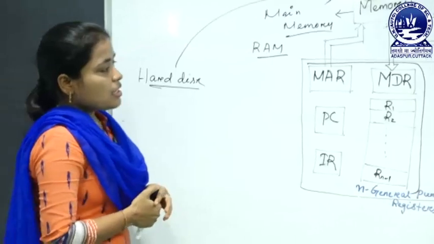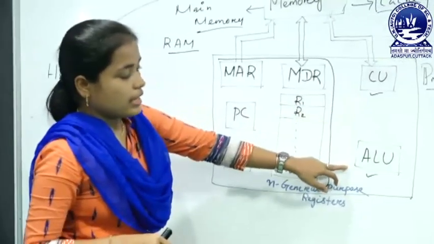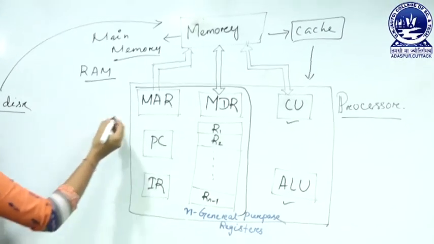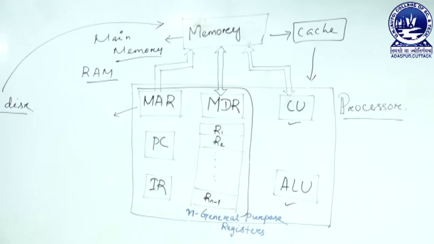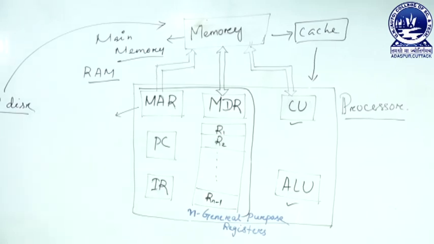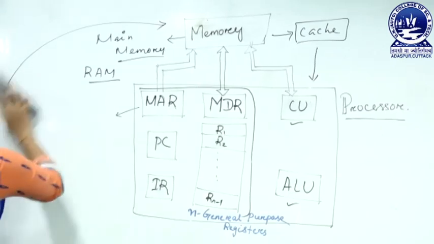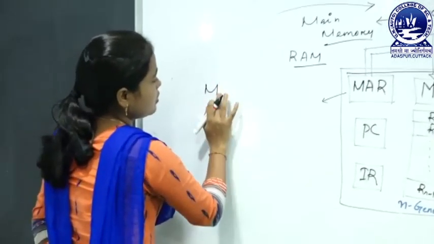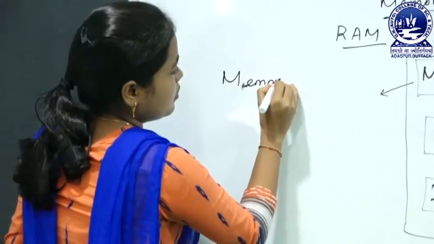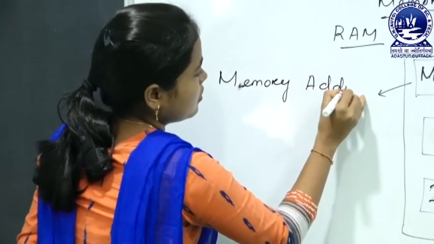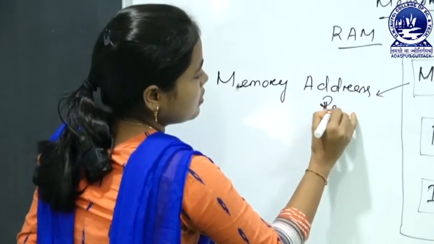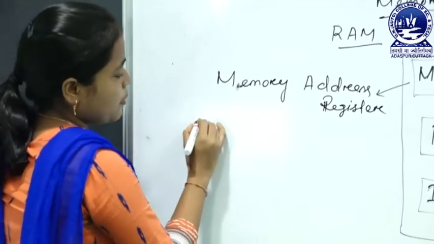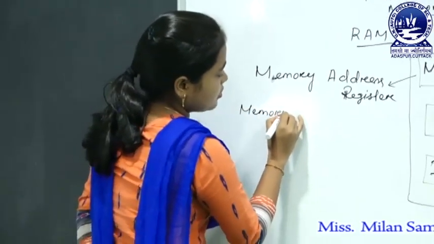So the processor, except the control unit and ALU, also consists of a number of registers. What are these? The first one is MAR. MAR stands for memory address register, and MDR stands for memory data register.